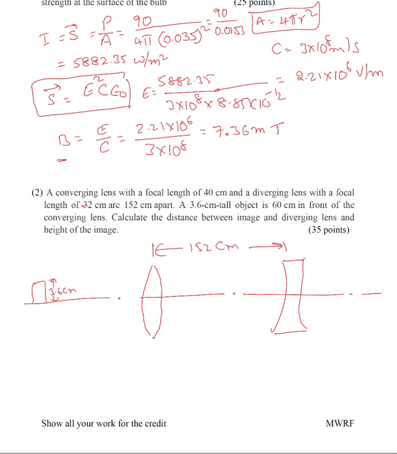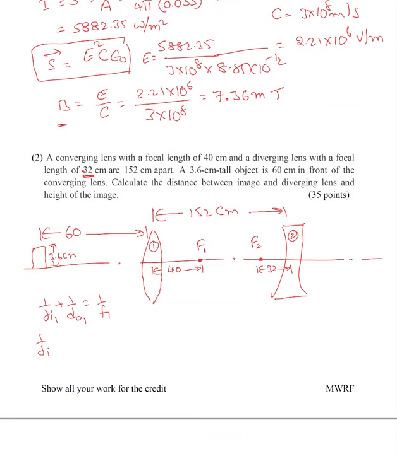And the converging lens has a focal length of 40 centimeters. I always take the first one as 1, second one as 2. So F1, and the second one has focal length of F2. So this value is 40. This value is 32. That's what that negative indicates. When I put the negative, it is in front of the lens. Now I'm going to use the lens equation: 1 over distance of image plus 1 over distance of object equal to 1 over F1. I'm going to put everything as 1 because it is the first object. By the way, the distance here is given as 60 centimeters. Okay, so 1 over distance of image 1.